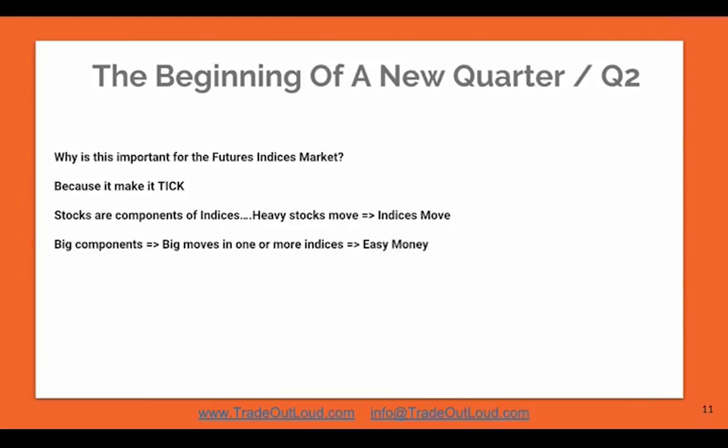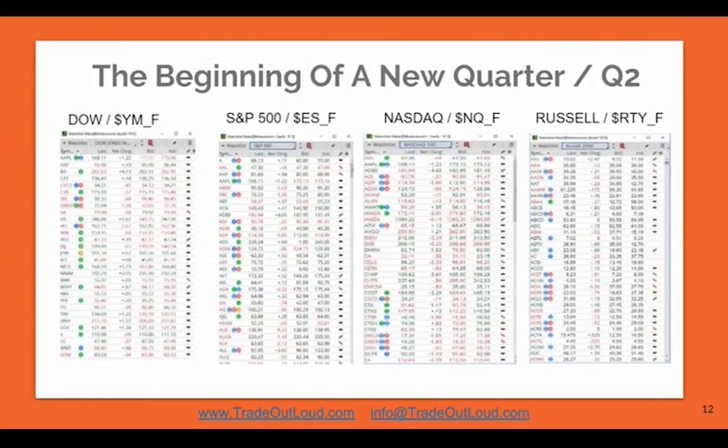So definitely, first and foremost, our focus for the beginning of the quarter is going to be what? The S&P, right? Because the S&P has the tendency to run faster, higher compared to the rest of the indices. So these big components represent big moves in one or more indices, and these literally represent easy money. Like I mentioned before, let's take a look at these indices that we're trading in futures. And my focus is on indices. I mean, these are my income producers for the day-to-day, for month-to-month, from quarter-to-quarter.